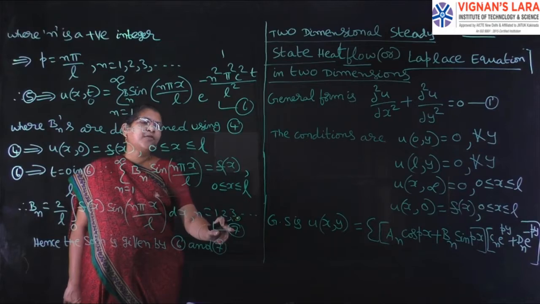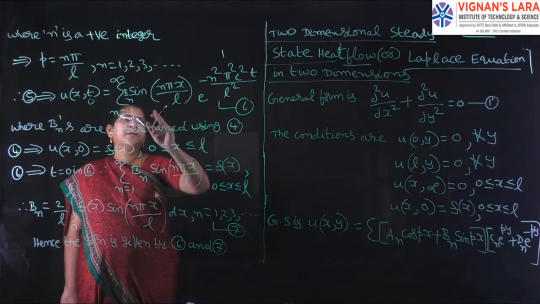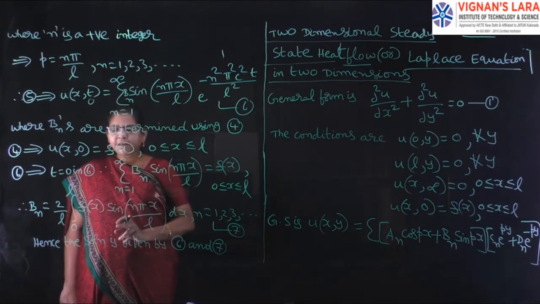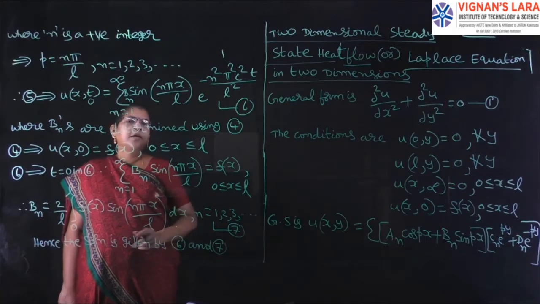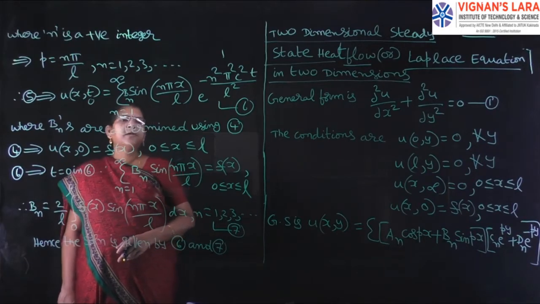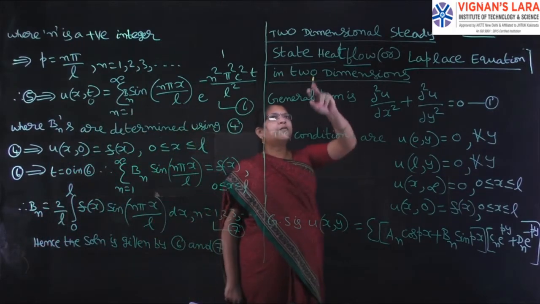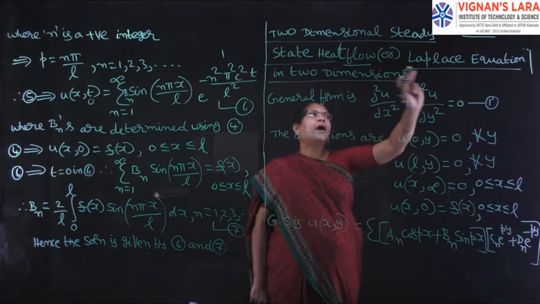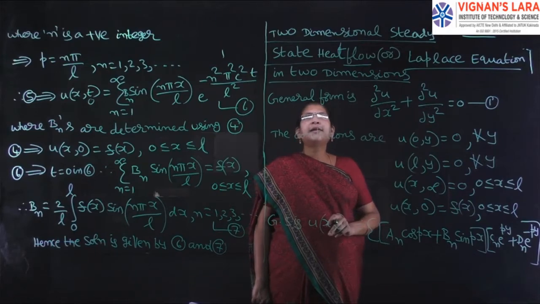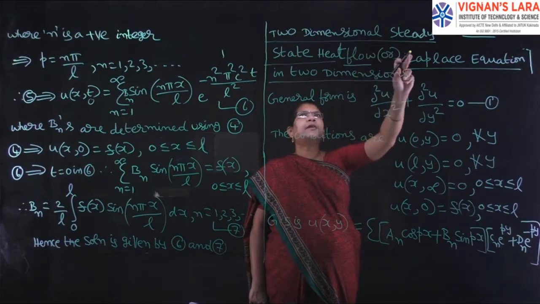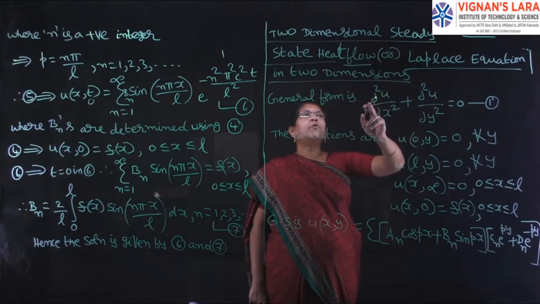Take this as equation number 7. If you put the value of Bn in equation number 6, we will get the final solution. Hence, the solution is given by 6 and 7. This is about the heat equation. Now, I am going to discuss two-dimensional steady state heat flow or Laplace equation in 2 dimensions. What is the next topic? Two-dimensional steady state heat flow or Laplace equation in 2 dimensions.